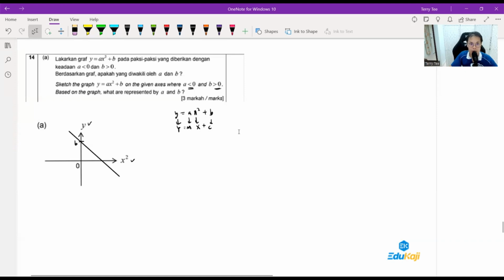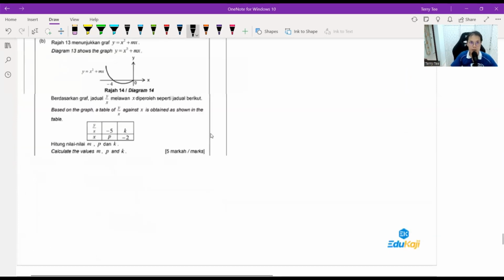All right. Based on the graph, what is represented by a and b? We just say a is your gradient. a is the gradient. And what's your b? b is the y-intercept. That's all.